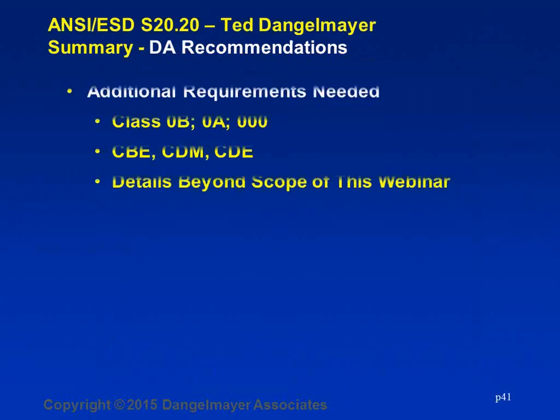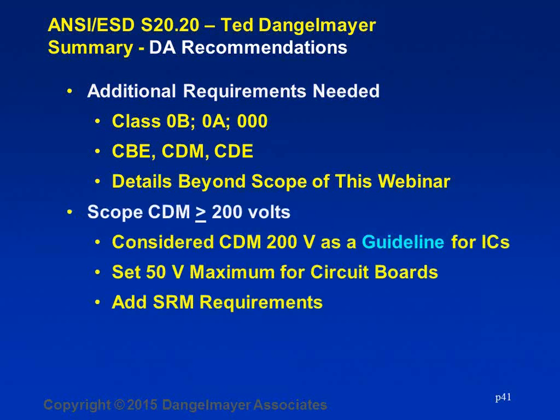Here, I'm not going to spend a lot of time. Here's a summary of what we've just said, and some added points. We recommend additional requirements to cover Class 0B, 0A, and 000, as well as for the charged board event, cable discharge events, and charged device model. There's quite a bit of detail to explain that, and the details would take us beyond the scope of this discussion, but we see the need for those added requirements for many applications.